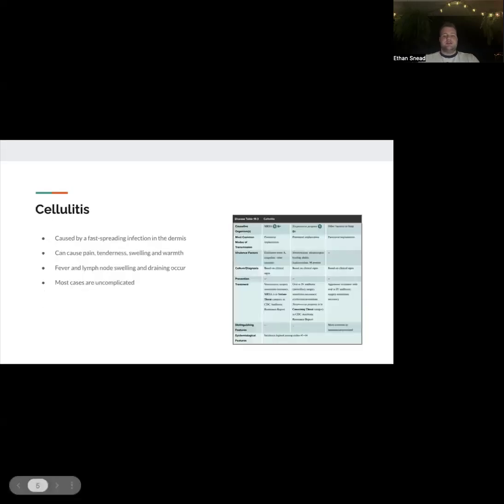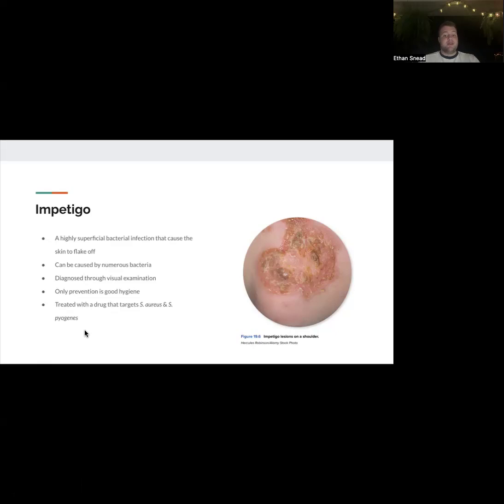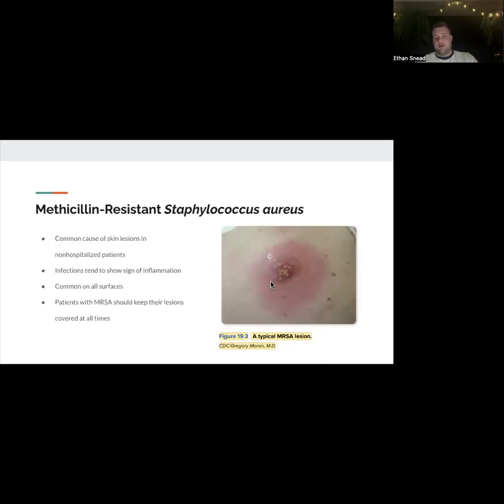Now we're going to discuss, oh, well, we'll move back here. Here we have a picture to the right, and this is what impetigo looks like on the shoulder. It's from figure 16.9 of our textbook. And this was also a picture of it on our last slide as well, right here from figure 619.3.